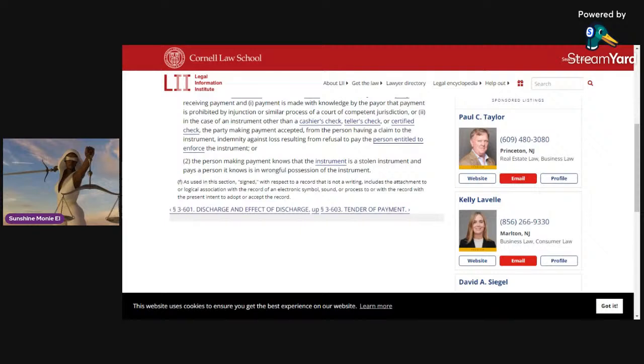F, as used in this section, signed with respect to a record that is not a writing, includes the attachment to or logical association with the record of an electronic symbol, sound, or process, with the present intent to adopt or accept the record.